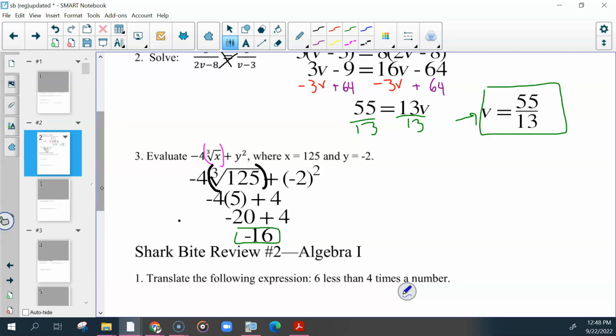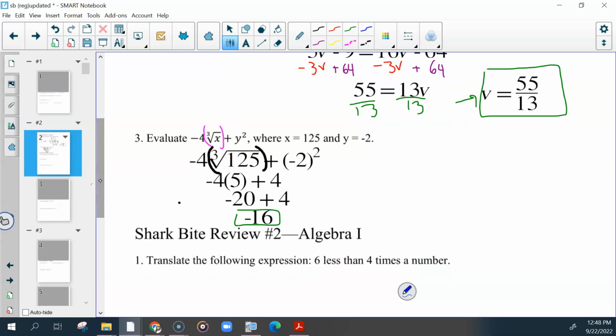Okay, so I'm going to walk through what I have and then show you how you would do it on the calculator. So this is negative 4 times the cube root. Guys, listen. Negative 4 times the cube root, not negative 4 cubed times the square root. Two different things. So I would use parentheses if you're not sure, just ask. But times the cube root, so we're putting in 125. And then when you put in your negative 2, use parentheses.